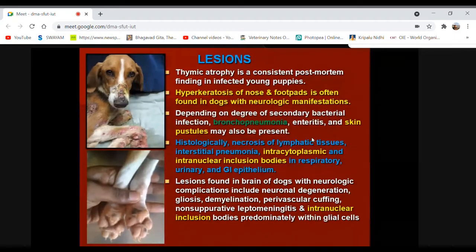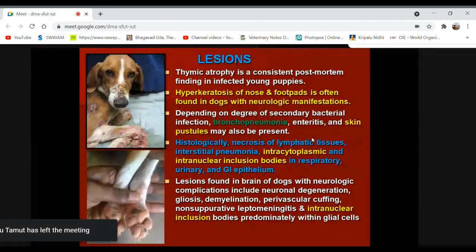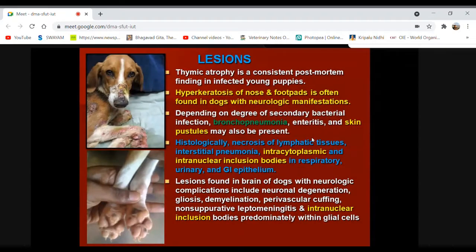Depending upon the degree of secondary bacterial infection, as I was talking about, sometimes secondary bacterial invaders are there. In such cases, bronchopneumonia, enteritis, and skin pustules are most commonly observed. Whenever you have pustular dermatitis on the skin, mostly on the abdomen and the inner thigh regions, with bronchopneumonia and enteritis, you can think that there might already be a secondary bacterial infection.